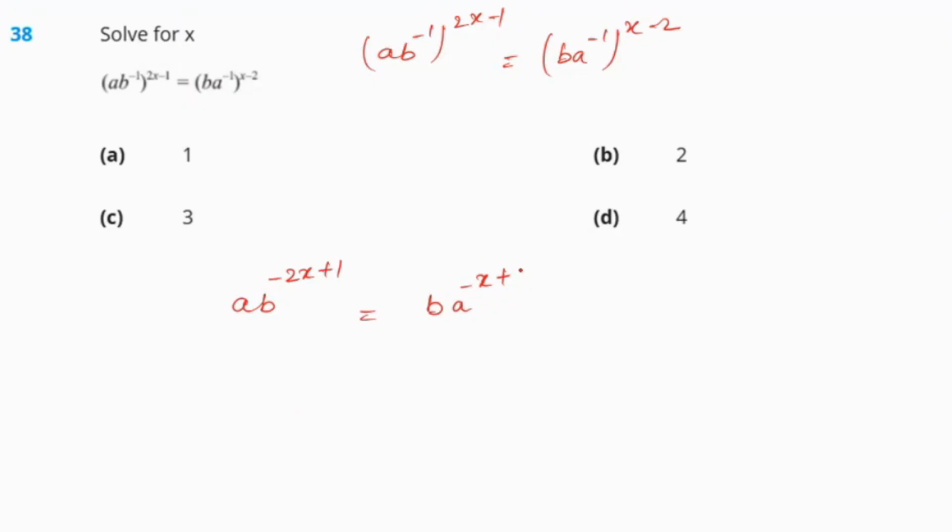This will give us minus x plus 2. So this is AB and this is BA, both are the same only. So we are getting minus 2x plus 1 equals minus x plus 2. So minus 2x plus x equals 2 minus 1. So we get minus x equals 1. So x equals what? The value we get is minus 1 only. So option A is going to be our correct answer.